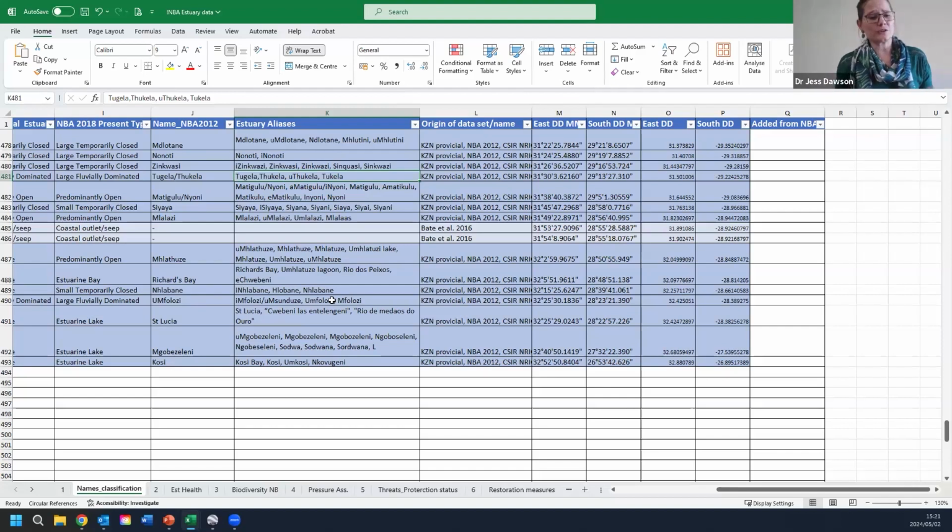So this is a very useful thing, because if someone tells you you need to do an assessment for one estuary, and it's someone who's local in the community and they're calling it by the local name, and then you want to come and assess it and you look at the NBA name and you can't find it, this is where you go. You come and have a look at this.